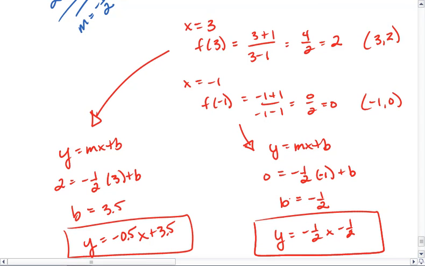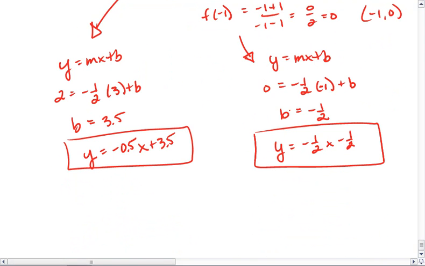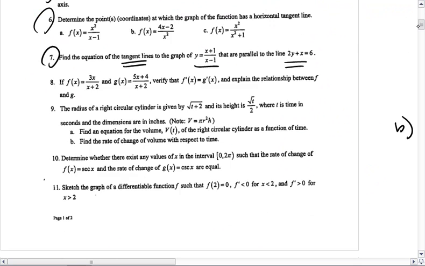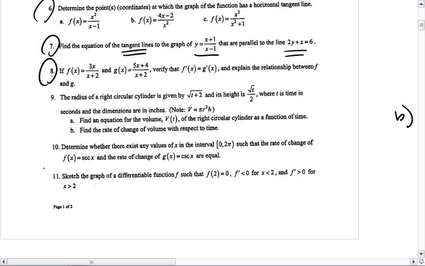Which brings us to problem 8. In problem 8, we're given f of x equals 3x over x plus 2, and g of x equals 5x plus 4 over x plus 2. We want to verify that f prime equals g prime, and explain the relationship between f and g.